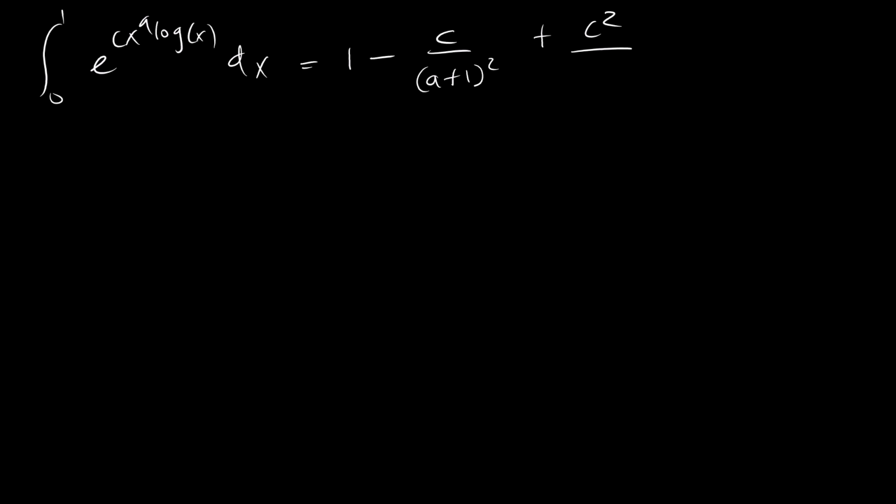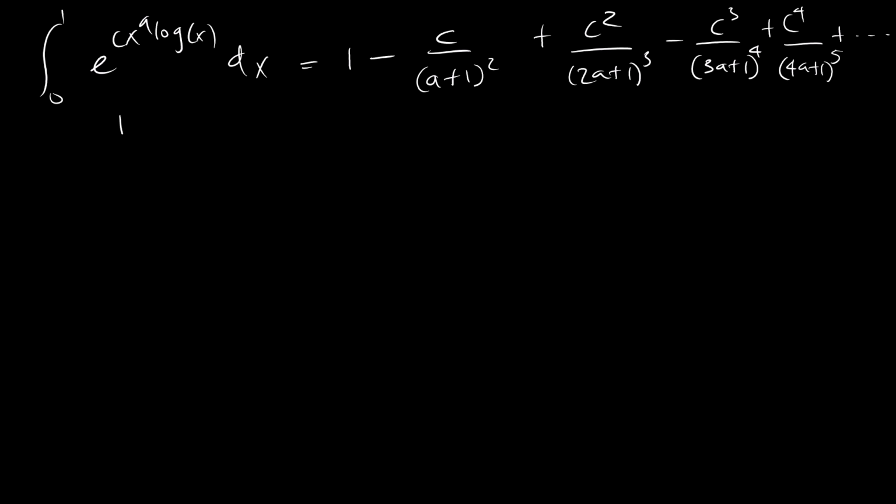So what we see is our problem from 0 to 1, e to the power c x a log of x is equal to 1 minus c over a plus 1 squared plus c squared over 2a plus 1 cubed minus c cubed over 3a plus 1 to the power 4 plus c to the power 4 over 4a plus 1 to the power 5, and so on and so on and so on.